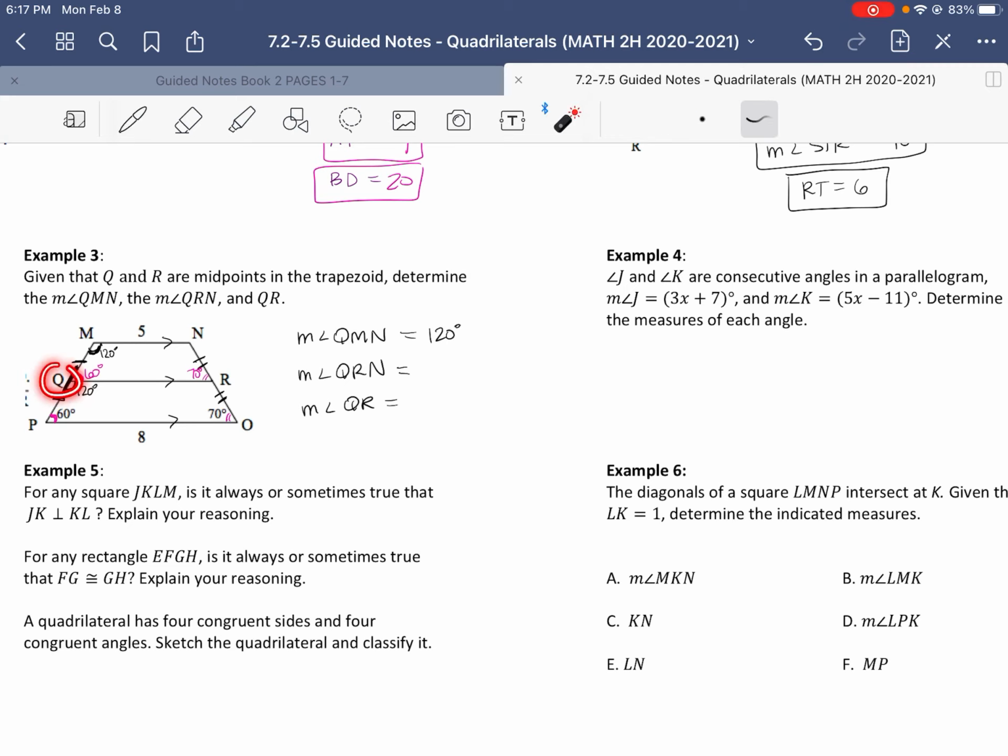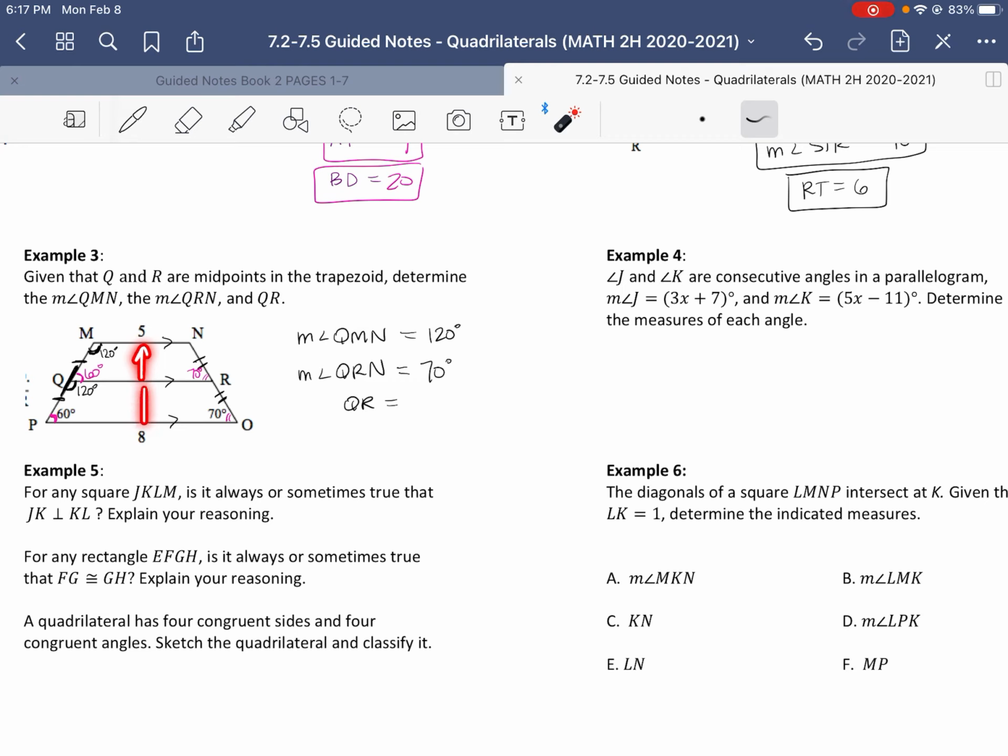The measure of angle QRN, so Q to R to N. We just talked about that. These are corresponding angles. So if that base angle is 70 degrees, this one's also 70 degrees. And then lastly, I accidentally wrote the measure of QR. Whoops. QR is a length here. So QR is that mid-segment in the middle from Q to R.